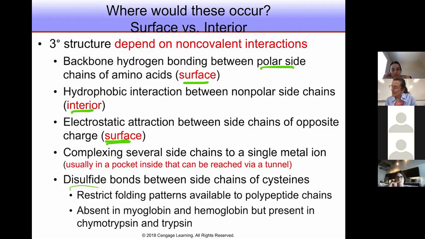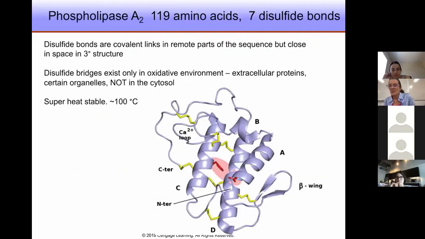And then disulfide bonds. So this is just to give you an idea of how much a disulfide bond can help. Phospholipase A2, this is the enzyme that I studied as a graduate student. It's pretty small, 119 amino acids is a small protein, but it's got 7 disulfide bonds, which is a huge number. And those 7 disulfide bonds are all represented with these yellow lines. They make this protein stable to 100 degrees Celsius.